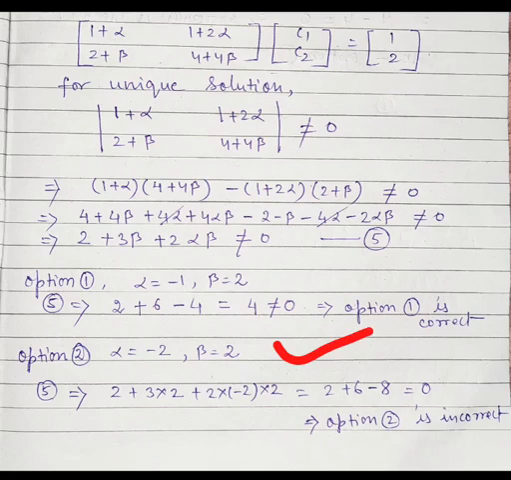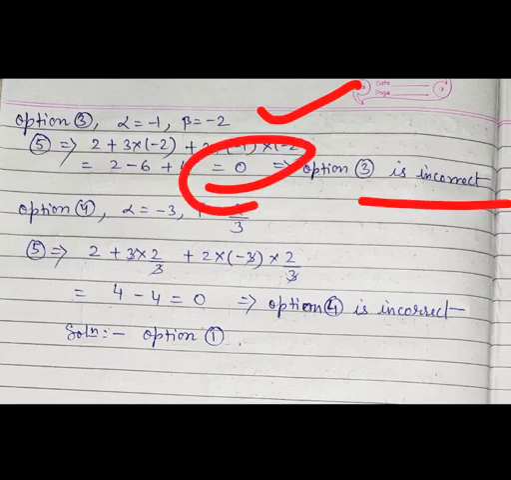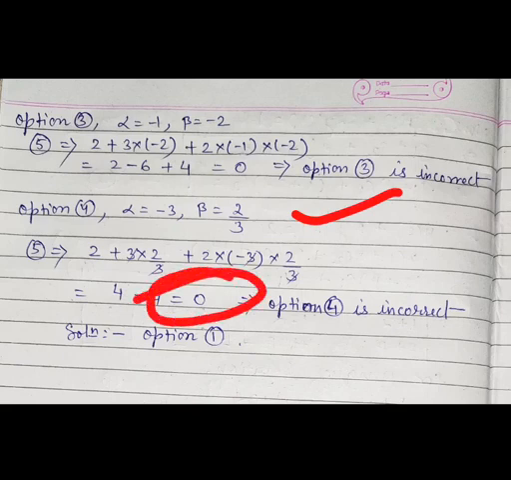Second option, we are having alpha equal to −2, beta equal to 2. We will again put the values of alpha and beta in equation 5, and we see that it comes out to be 0. That means option 2 is incorrect. Further, we are having option number 3, where alpha is −1, beta is −2. Again we will put the values in equation 5 and we get 0. So option 3 is also incorrect. After that, option number 4, alpha −3, beta 2/3, and we see that equation 5 again comes as 0. So option 4 is also incorrect.